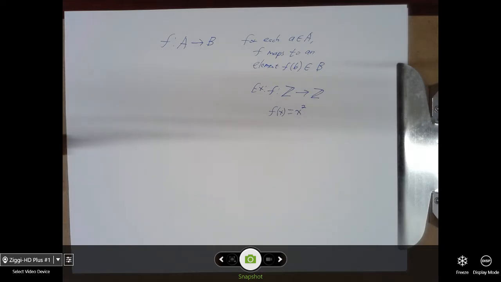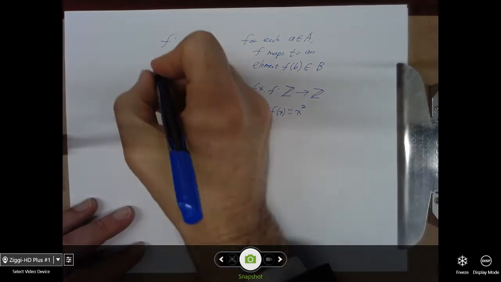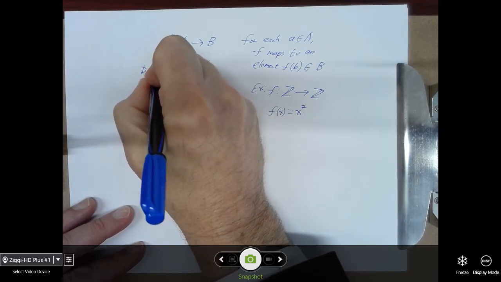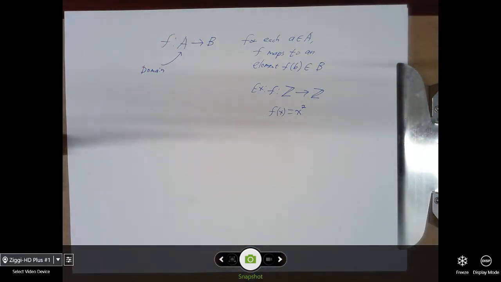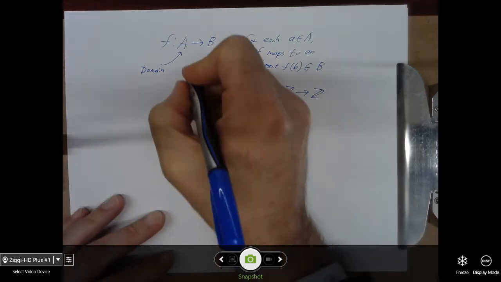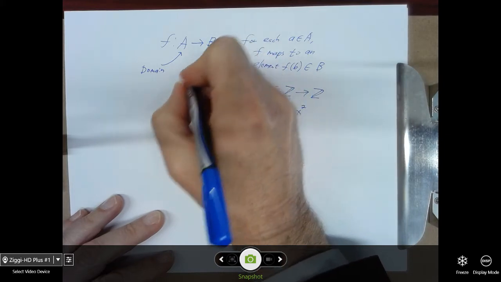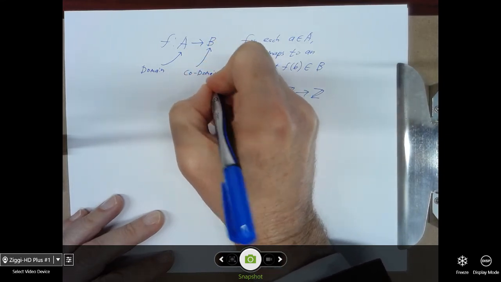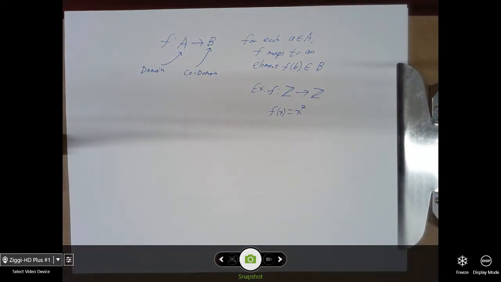And there's some terminology we can use. So the set A is called the domain. That's the set of things we're mapping from. The set B is called the codomain. It's the set of things we're mapping to.